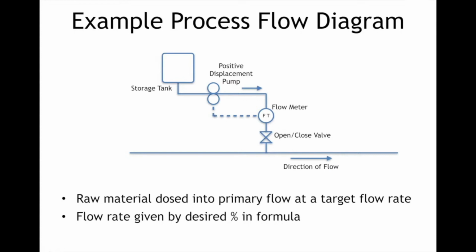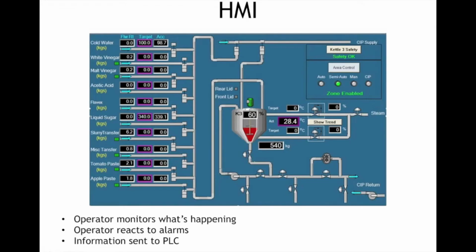So the raw material is dosed into the primary flow at a target flow rate, and so we'll be talking through how do we control to the target flow rate. The flow rate that is desired comes from a percentage in a formula or some other process design.